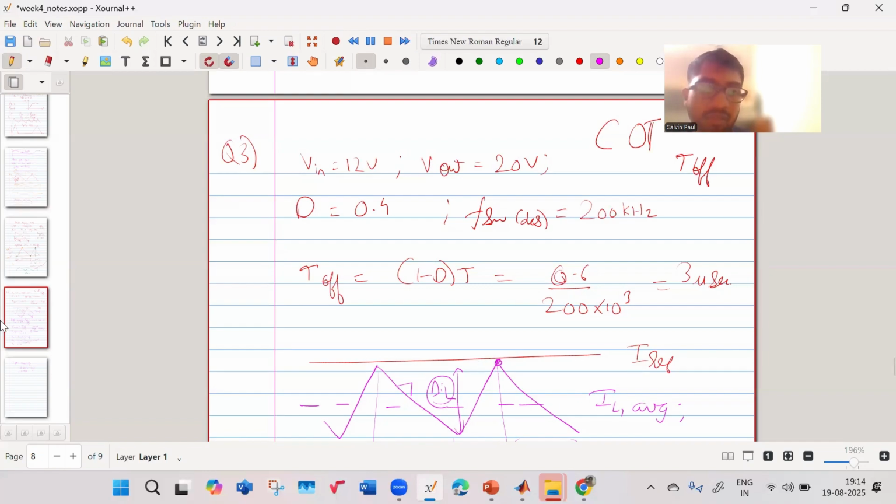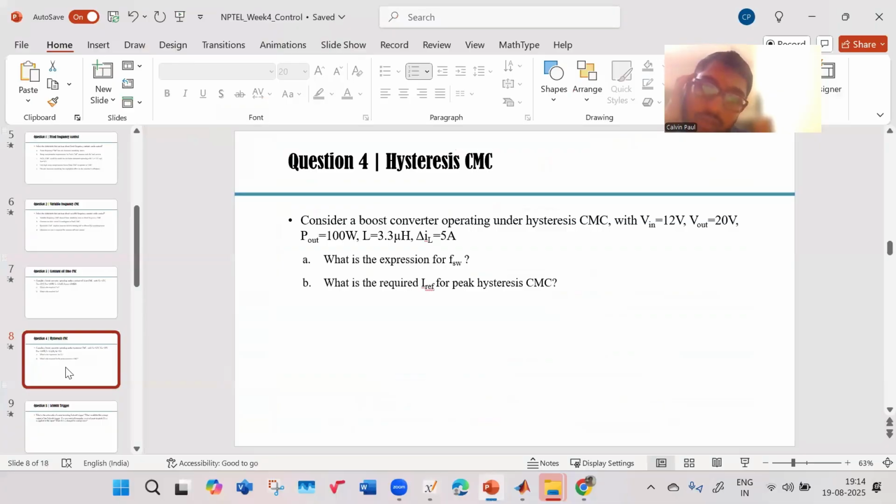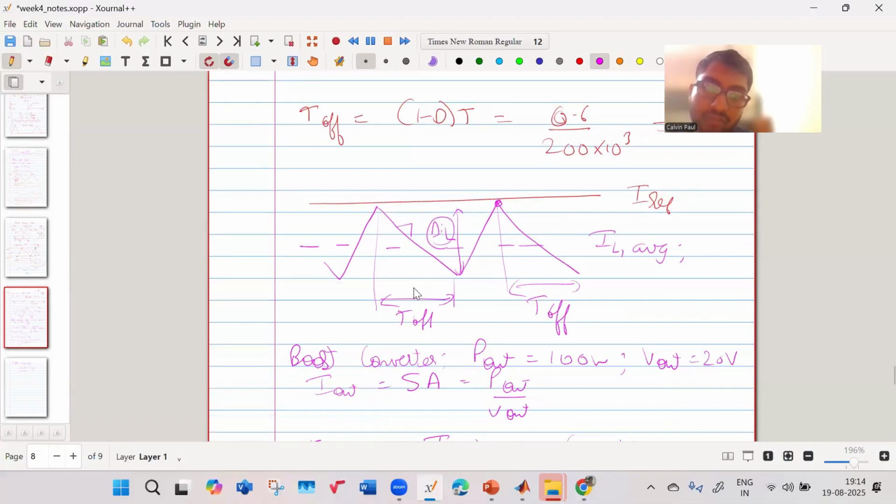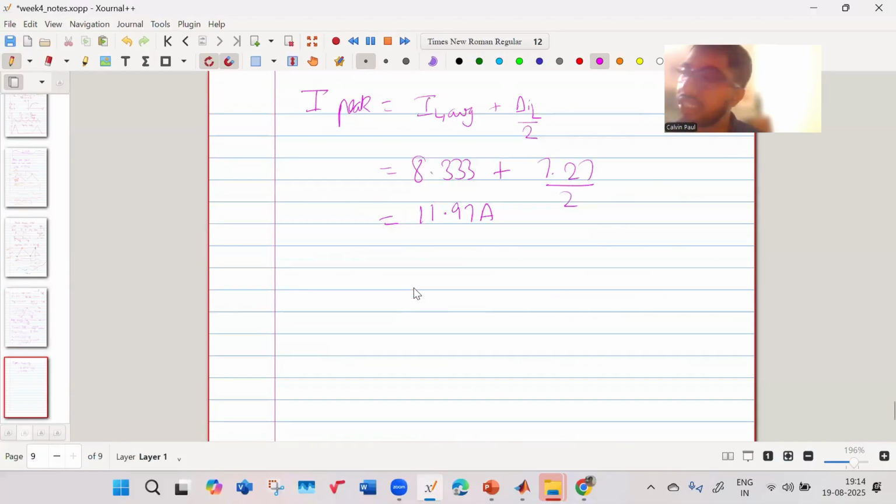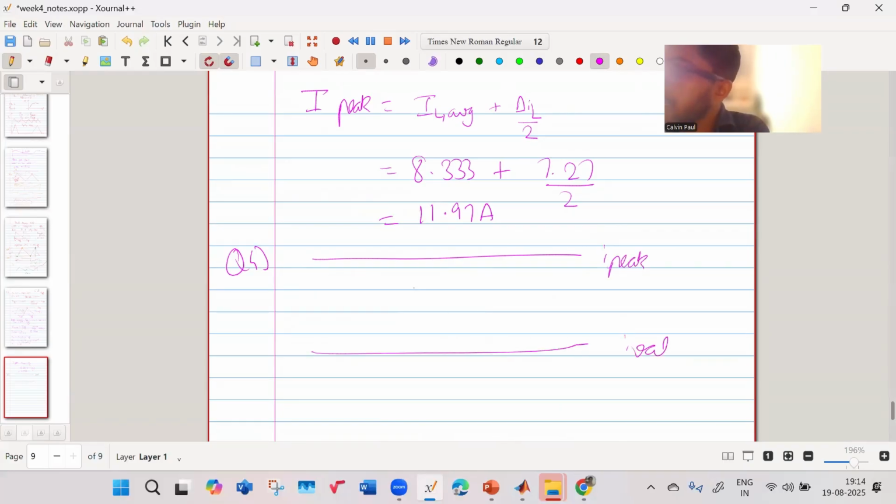Okay. So now, hysteresis current mode control. What is hysteresis current mode control? That you all know; by now you understand it well. But what I am looking for you to do is, you have your peak and you have your valley, right?